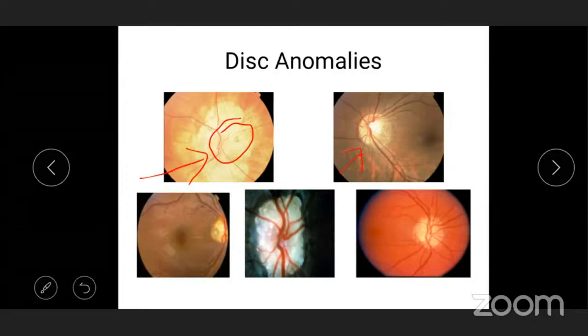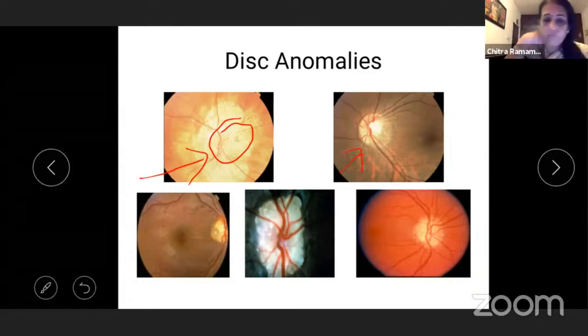It could be a tilted disc, which could actually manifest with a field defect also. But these are not abnormal. They can still have glaucoma, but they are not abnormal. Then the rim part. Come to the second point.